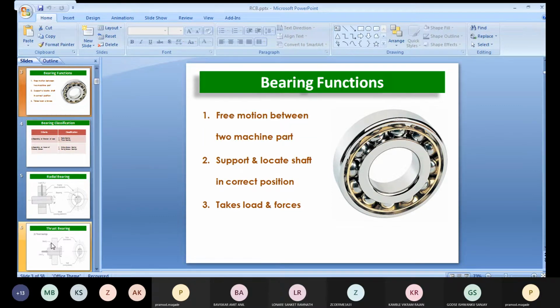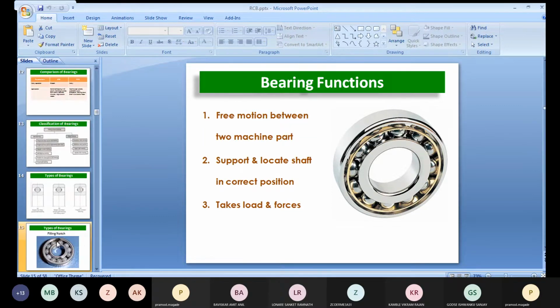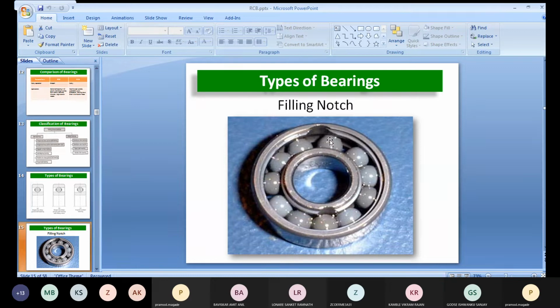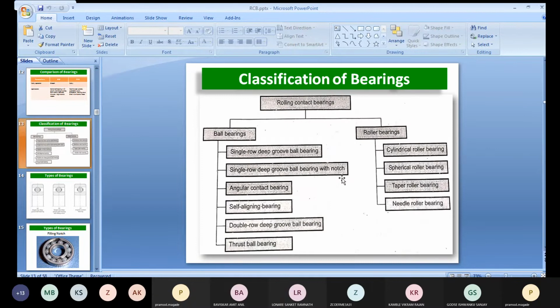Correct. So what happens in this notch? Notch gives the replacement of the ball which has maximum deformation. That we can easily change. This we call the filling notch or single row. It has a single row with notch. So we can replace it as per the deformation. So this is about the single row deep groove.